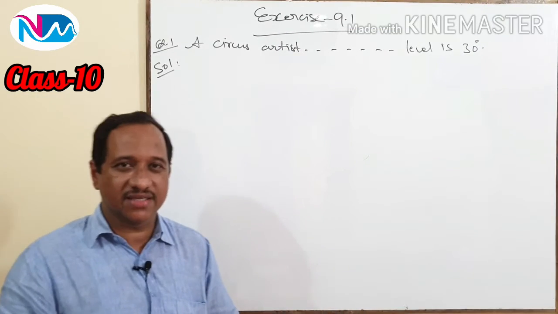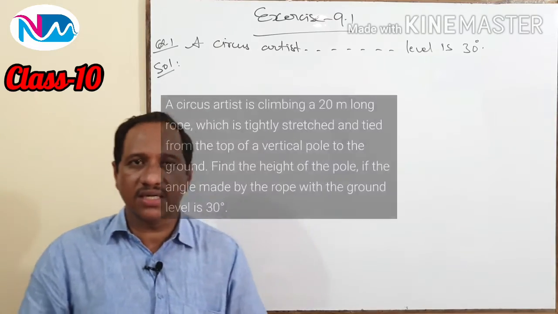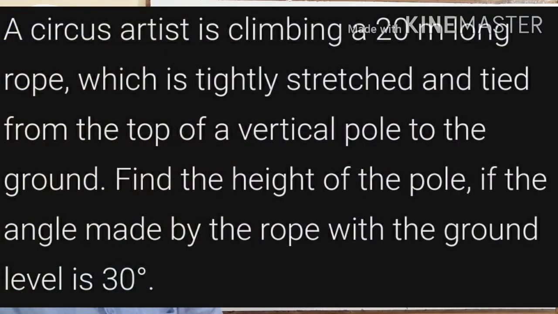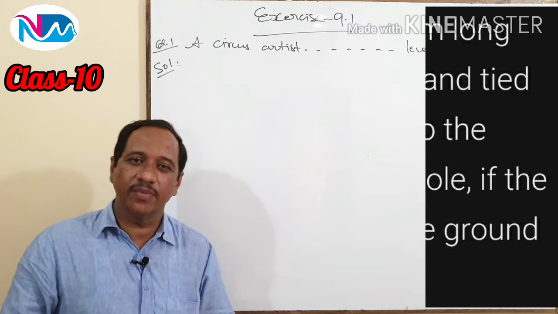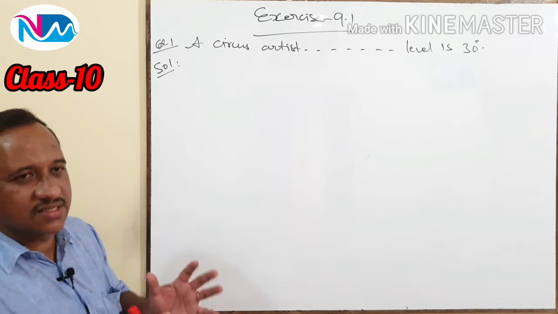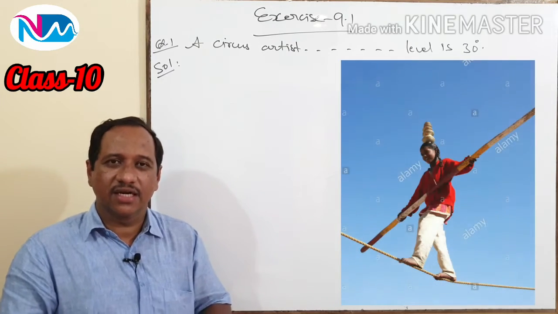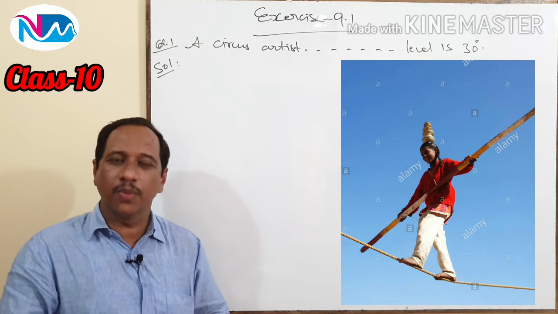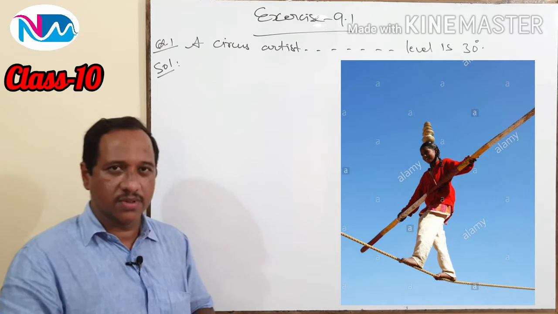The first question of the exercise is: a circus artist is climbing a 20-meter long rope which is tightly stretched and tied from the top of a vertical pole to the ground. Find the height of the pole if the angle made by the rope with the ground level is 30 degree. The situation is very familiar for us. Here a circus artist is climbing to the top of a pole through a rope.